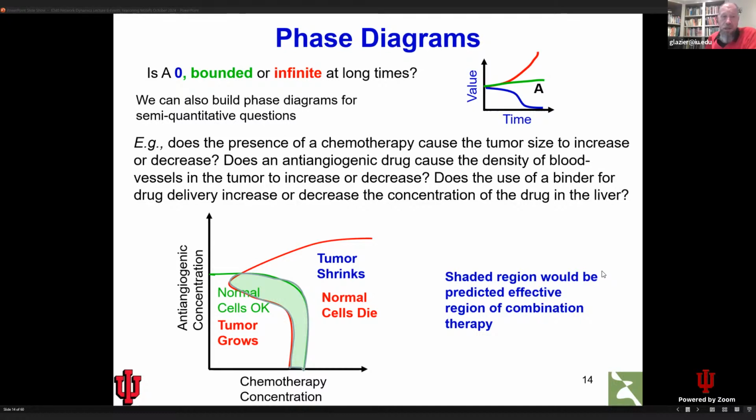And I said it wrong. If you use the anti-angiogenic by itself, there's no concentration at which it works. If I use the chemotherapy by itself, there's a small region in which it works. If I look up around here where it says normal cells okay, there's a fairly broad region. If I use the anti-angiogenic at the right concentration, there's a fairly broad region of chemos that are going to get rid of the tumor without killing the host. And that's usually what you want for a successful tumor therapy.